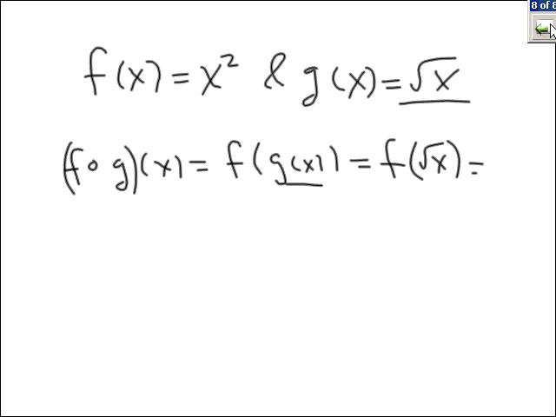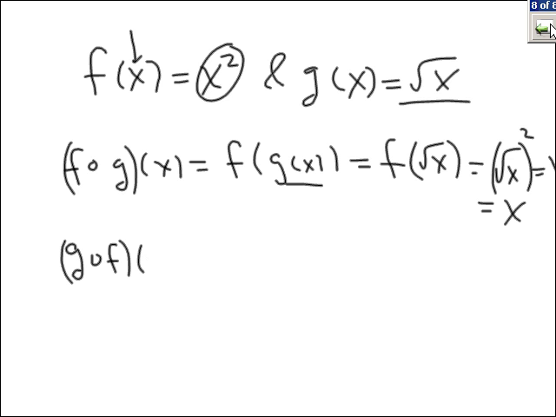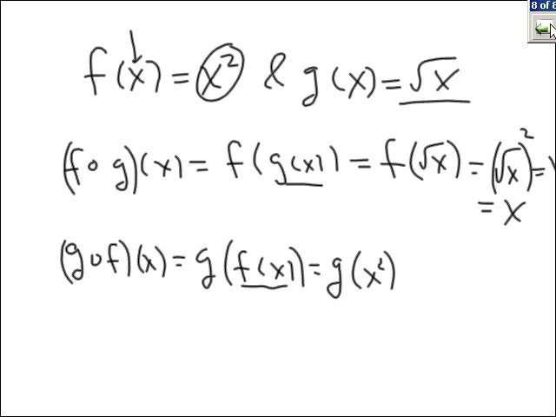Now, what does f do to what's in the brackets? It squares it. Well, if you square the square root of x, you get x. So it looks like maybe they're going to be inverses. But if you go the other way, maybe you won't get x. f of x is x squared. So g of f of x is g of x squared. And the job of g is to take the square root of what's in the brackets.